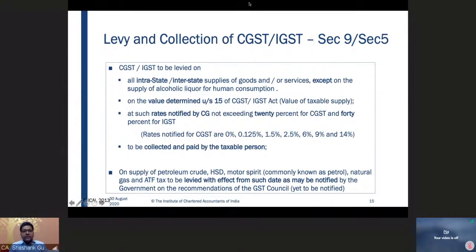Ayush says, request you to please display PPT in full screen. I had displayed in full screen only. Was there any issue?